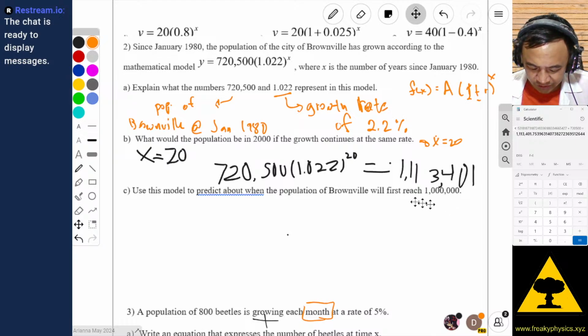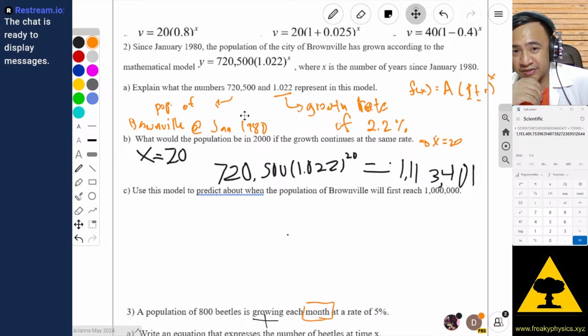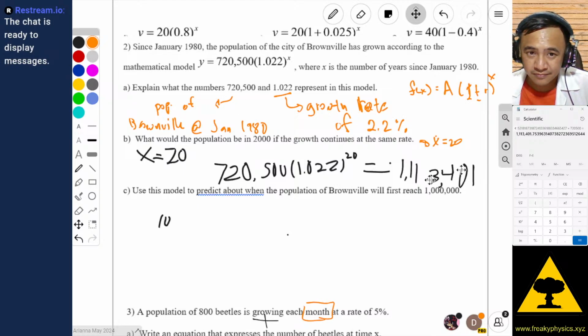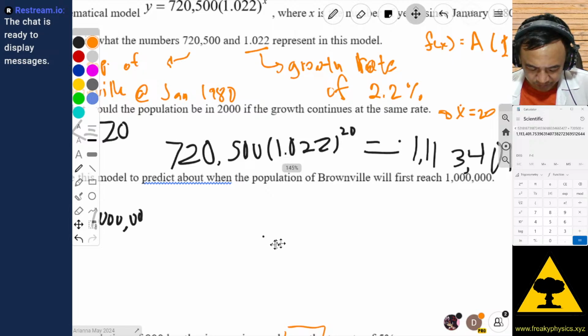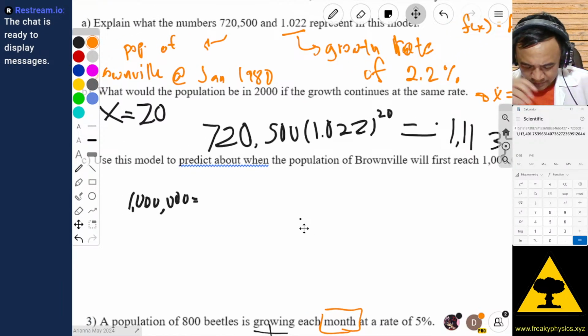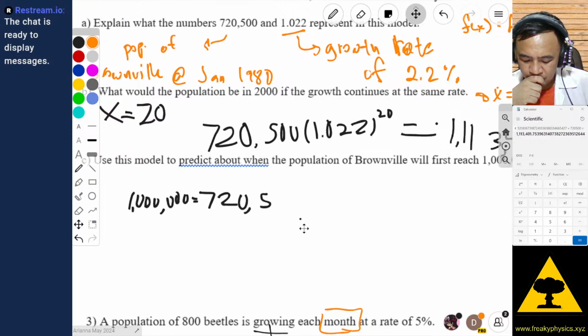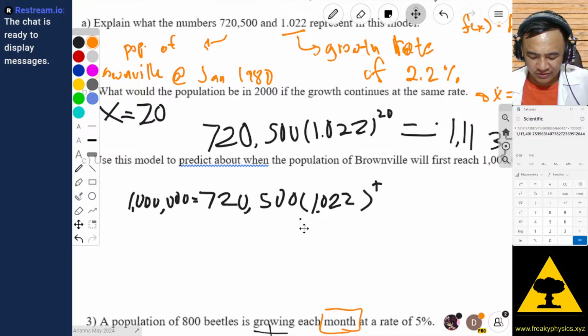Use this model to predict about when the population will first reach a million. So in this case, what are you changing now? Y. Yes, correct. You're changing Y here, and find T. You're going to add the commas. Let me zoom in again for more breathing room. Correct, raise to T.